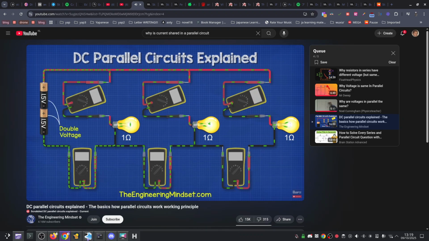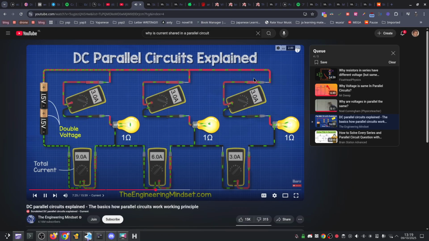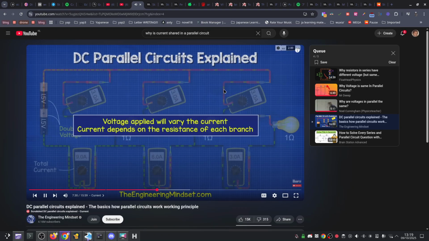If we double the voltage from 1.5 volts to 3 volts, then the current will double also. The total current increases to 9 amps, the current between lamps 1 and 2 increases to 6 amps, and each lamp now experiences 3 amps of current. So from this we can see that the voltage applied will vary the current.